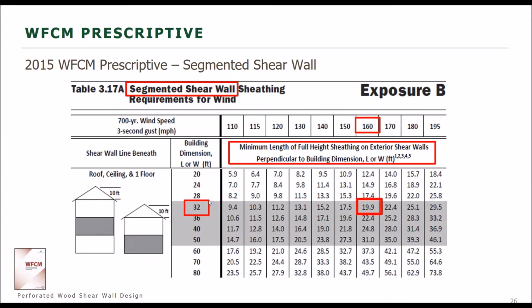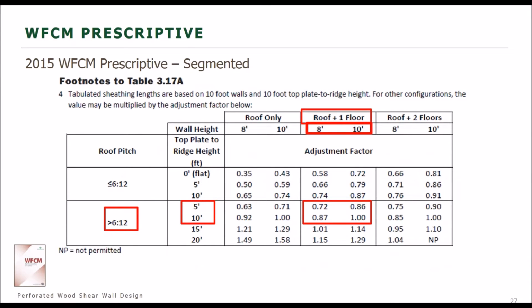Again, I know that seems a little confusing, but if you actually read what the table is telling you, it does make sense. So on our 40-foot long wall, for 160 mile/hour wind speed, we're required to have 19.9 feet of full height sheathing based on segmented shear wall. Now, there's always footnotes, and of course, they're important, so we want to make sure we read them. If you go into the footnotes for table 317A, you'll see that footnote 4 allows us to apply an adjustment factor to that 19.9.